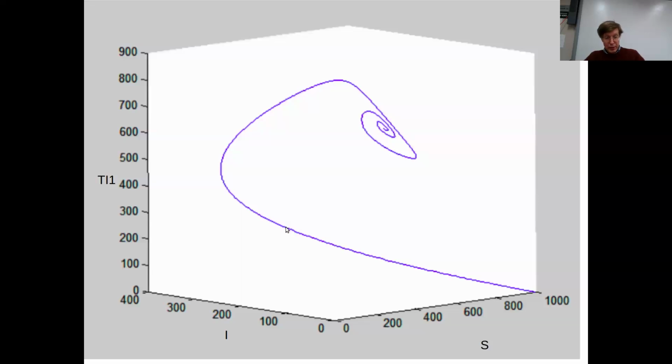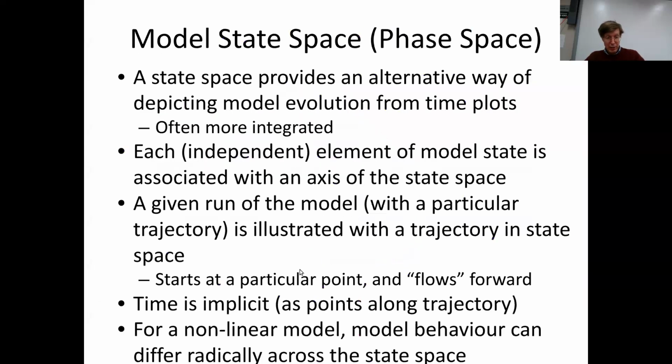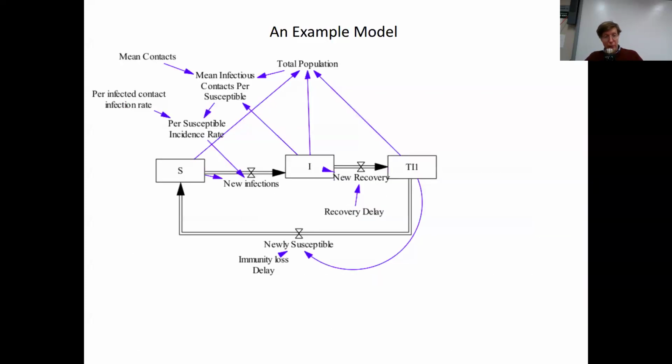So at any one time, as I said, it's going to have a certain value of S, a certain value of I, and a certain value of T that dictates where it is along this path, but it will be passing along. And time is marked by passing along this thing. It's somewhat implicit here. Now, for a nonlinear model behavior often differs dramatically across the state space. We'll see some examples of this.